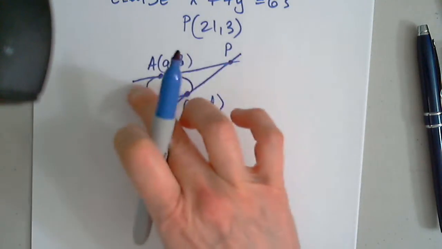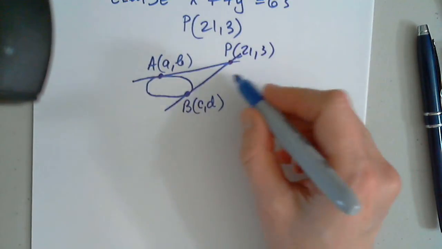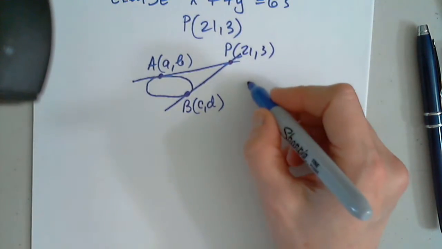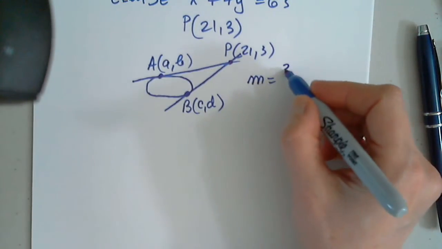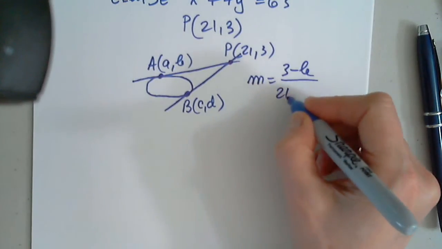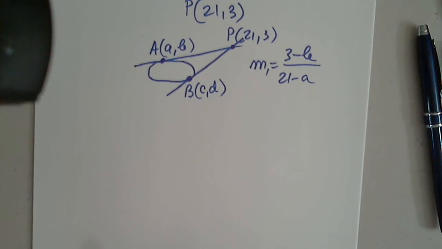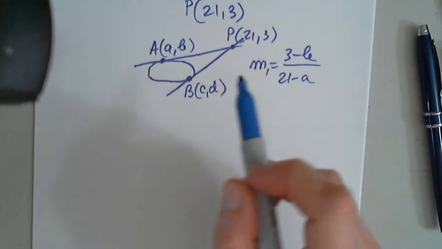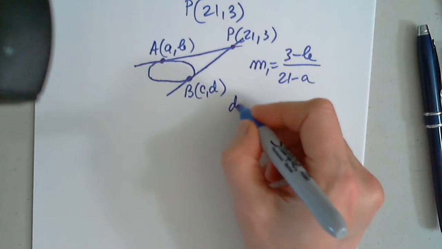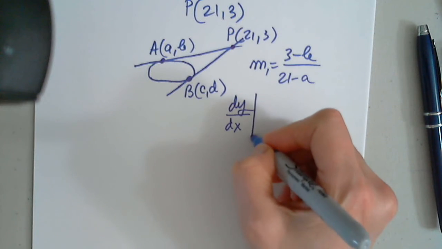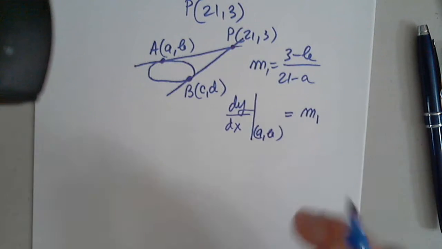Okay. So first of all, let's just write this equation. I have the point P, which is (21, 3). So I know that the slope of this line will be (3 minus B) over (21 minus A). That will be the slope of this line. And at the same time, the slope of this line will be given by dy over dx evaluated at (A, B). Well, this is also m1.